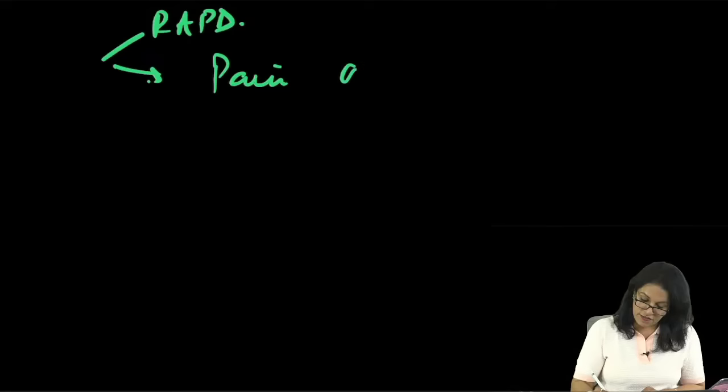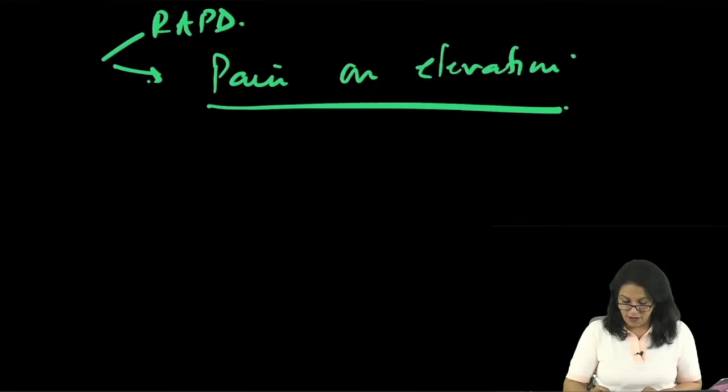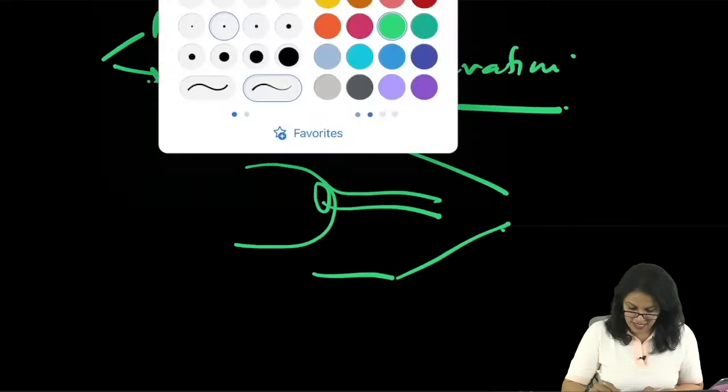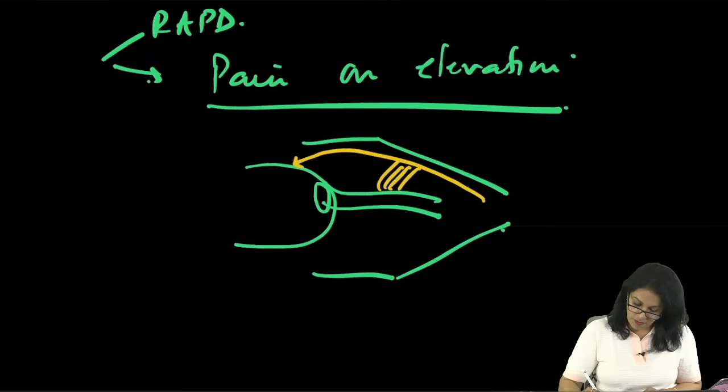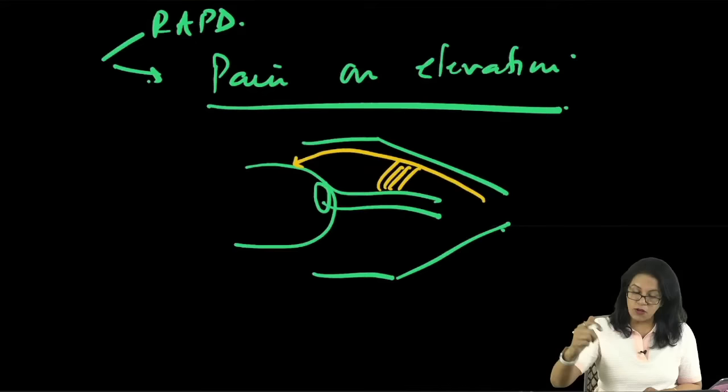So pain on eye elevation, why do you get it? I hope you all remember, if this is the orbit, eyeball, optic nerve. The superior rectus fibers originating from the annulus of Zinn are inserted on the eyeball. Some fibers are attached to the myelin sheath of the optic nerve. This is normal anatomy. Because it is attached to the myelin sheath, if there is neuritis and you ask the patient to look up, it will pull on the nerve and the patient has pain.